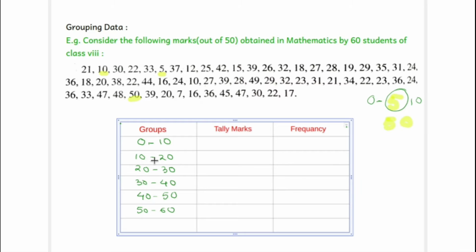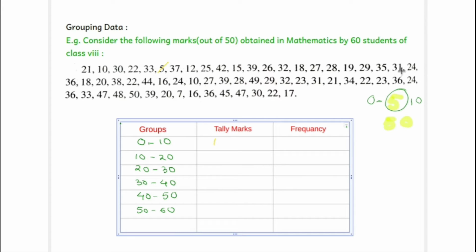Now frequency tally markings. From 0 to 10, how many numbers are there, that we will do tally marking for. 0 to 10, here 5, so 1.